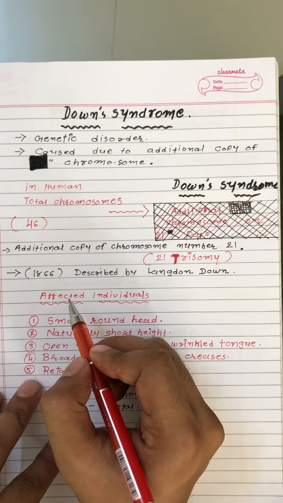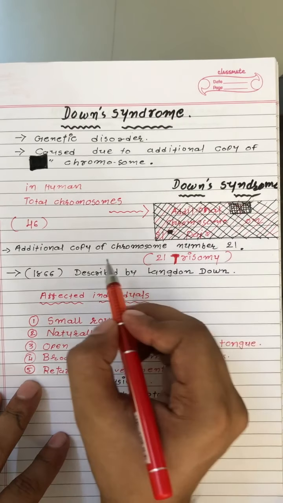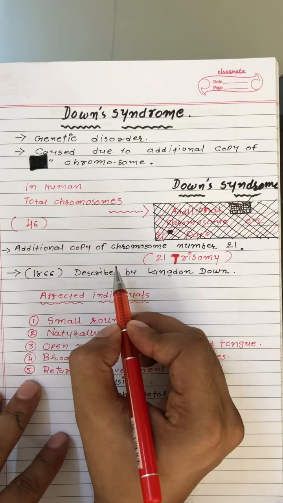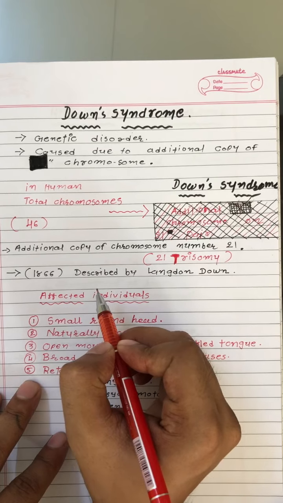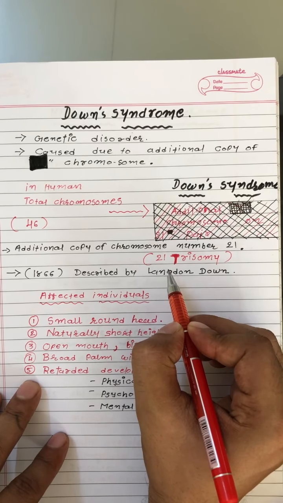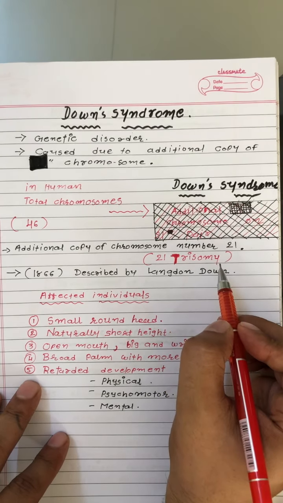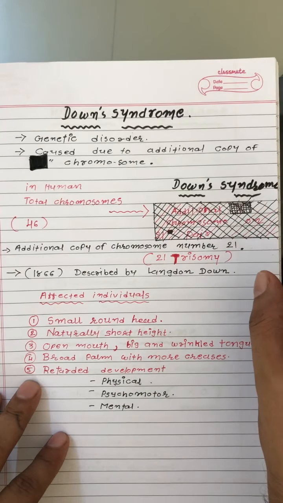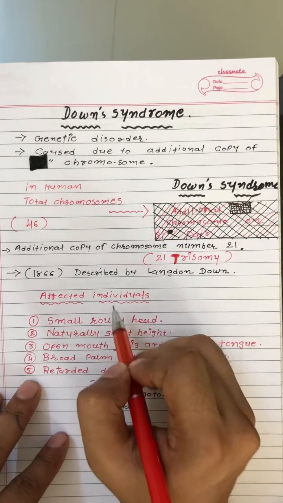Let's try to understand. Out of total 46 chromosomes, at chromosome number 21, where there is a pair of chromosomes, we are adding one more extra chromosome, so it will become 3 chromosomes at 21 place. Basically we call it a 21 trisomy. I'm repeating again. Out of the total 46 chromosomes in our body, at chromosome number 21 we are adding one more.